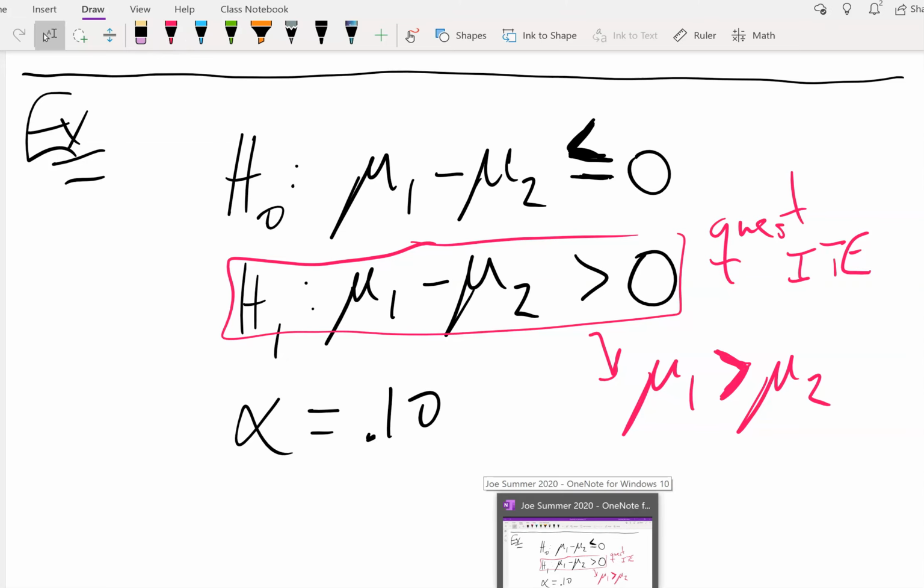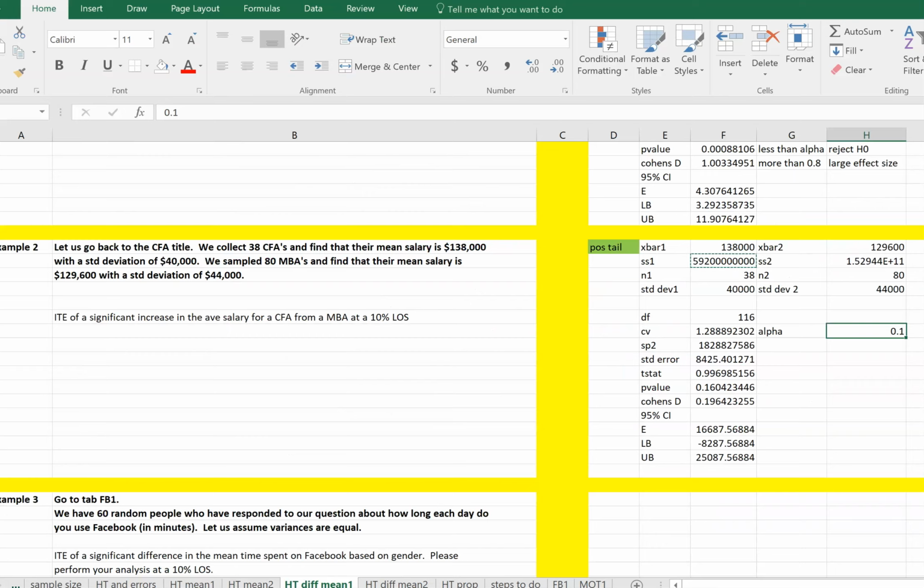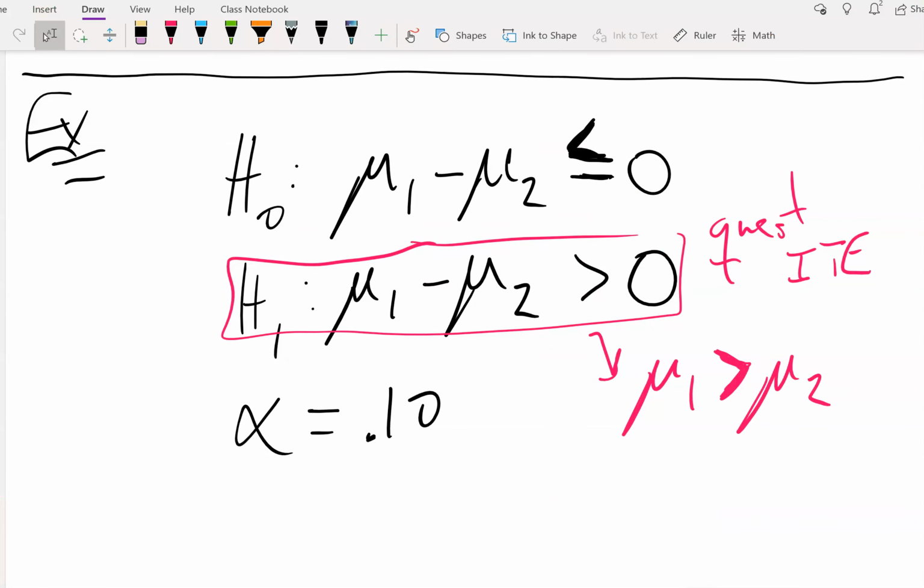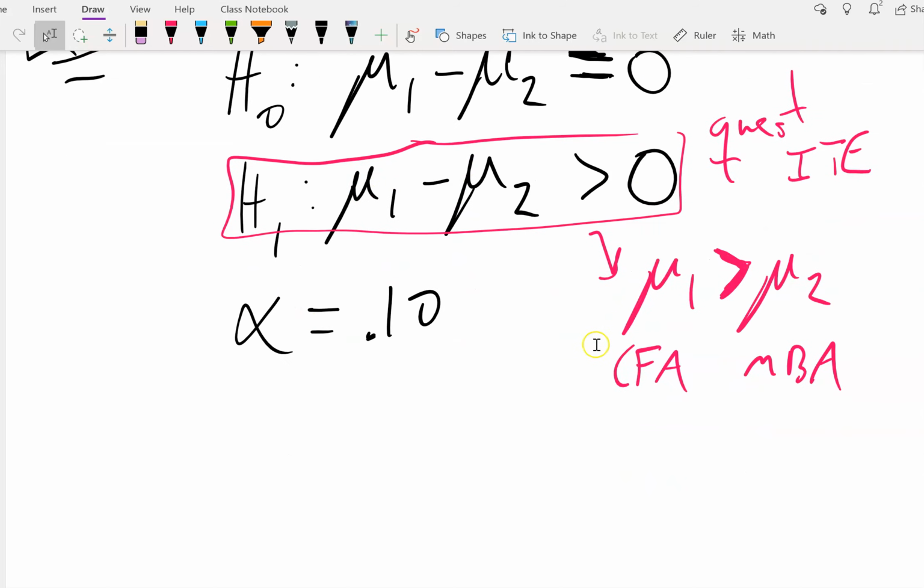So when you type these in, you get these correct. The CFA title will be group 1 because that's the one I believe is going to beat the MBA titles. So group 1 is the CFA, group 2 is the MBAs. I believe there's an increase in salary of the CFA over the MBA; they have a greater salary. A no would be, no, they don't. I believe they do, but the null would be that there's no difference. I believe looking at data, there is truly a difference.